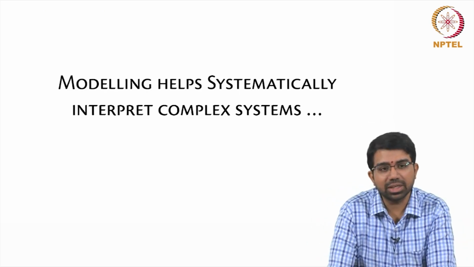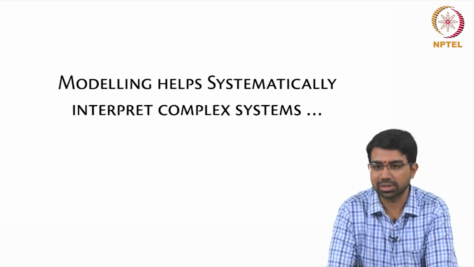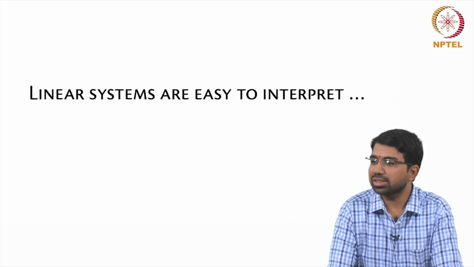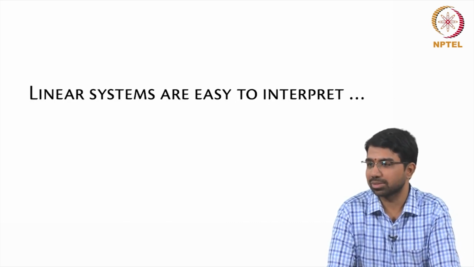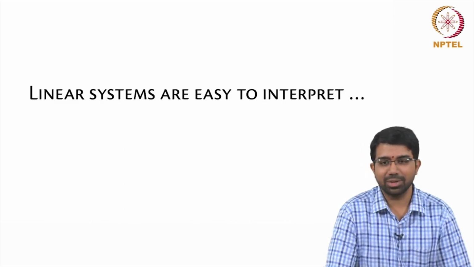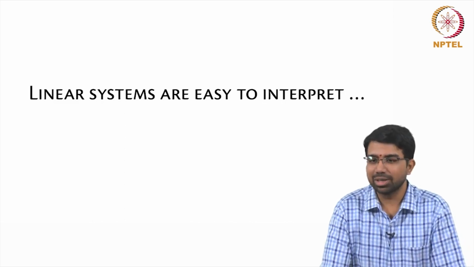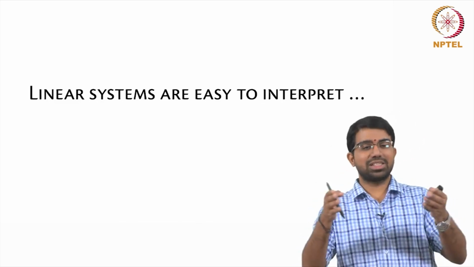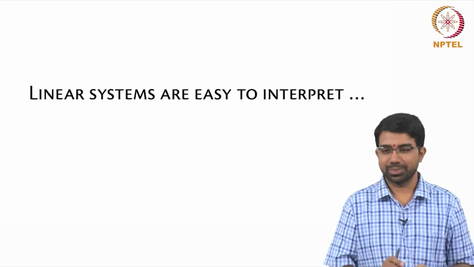Modeling helps us systematically interpret various complex systems, because our minds are very nicely tuned to understand linear systems. So you know exactly what will happen when you perturb a linear system, and you will be able to see that the behavior of a linear system does not change drastically if you give it a push.